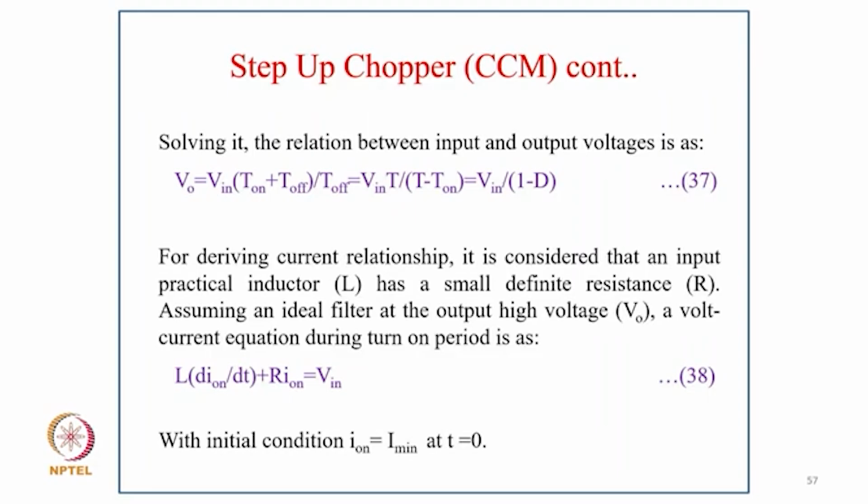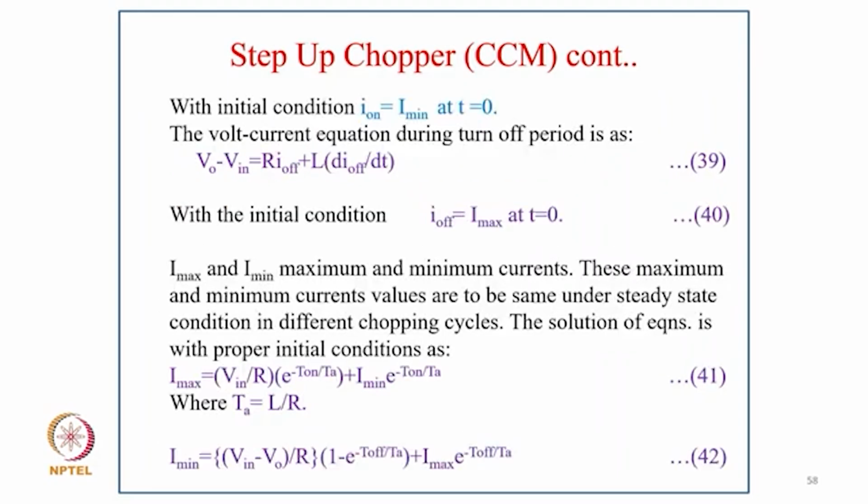So assuming an ideal filter at the output, the voltage-current relation during the turn-on period is L di_on/dt + I_on = V_in, with the initial condition I_on = I_min at t = 0. During the turn-off period, the voltage-current relation is V_O - V_in = R I_o + L di_o/dt.